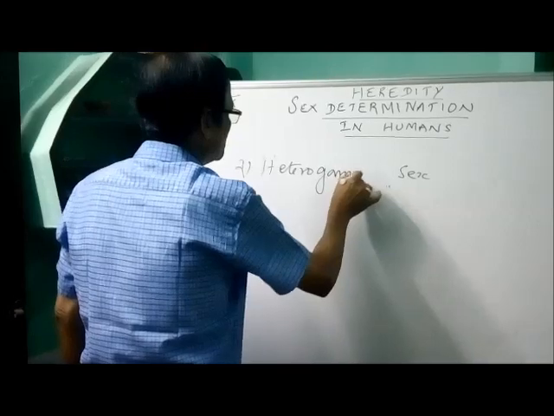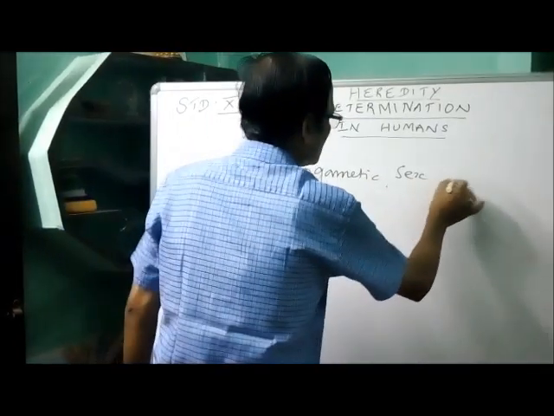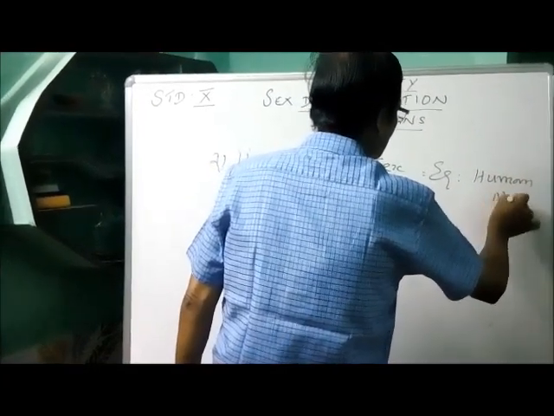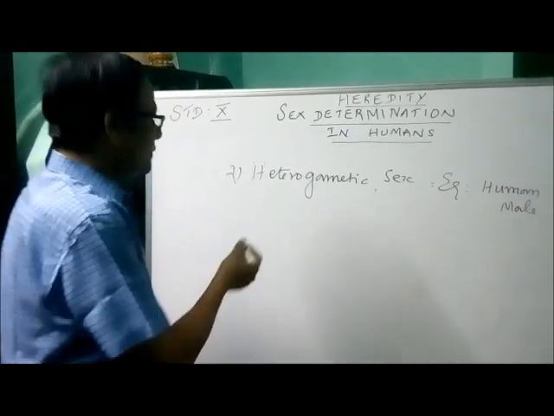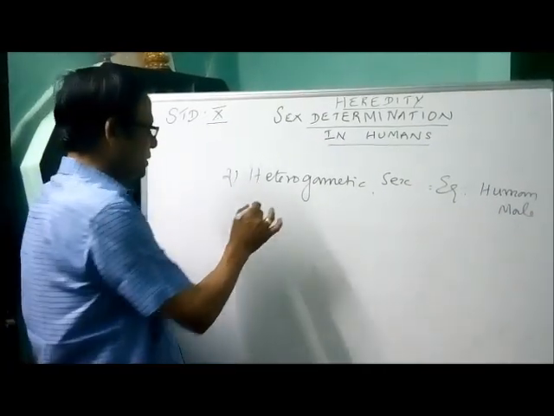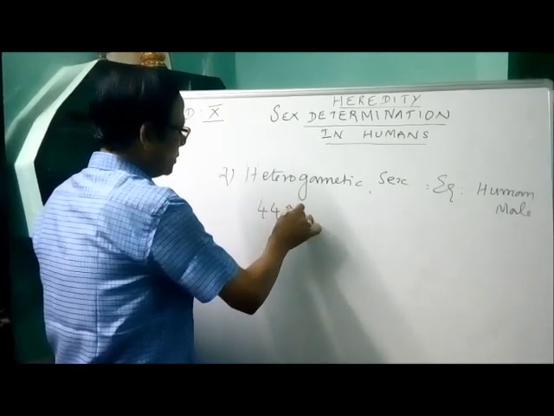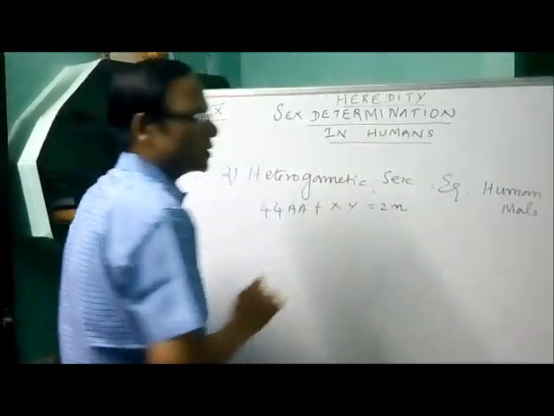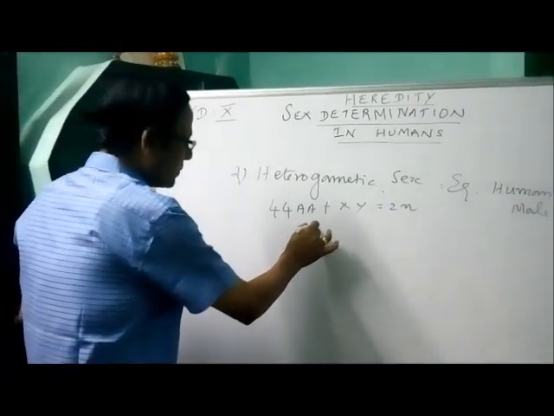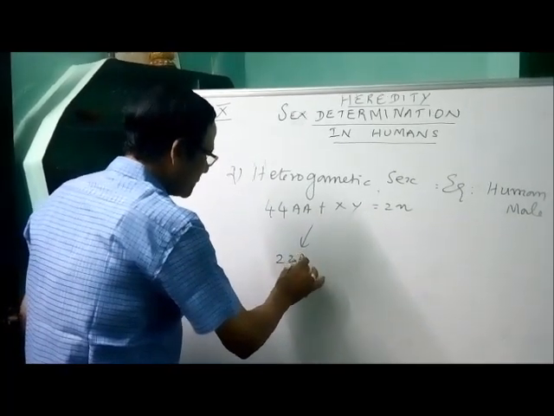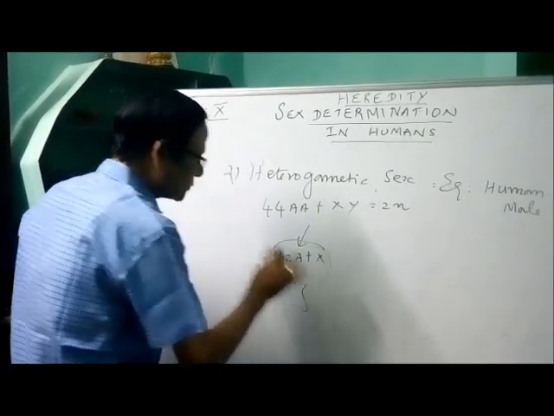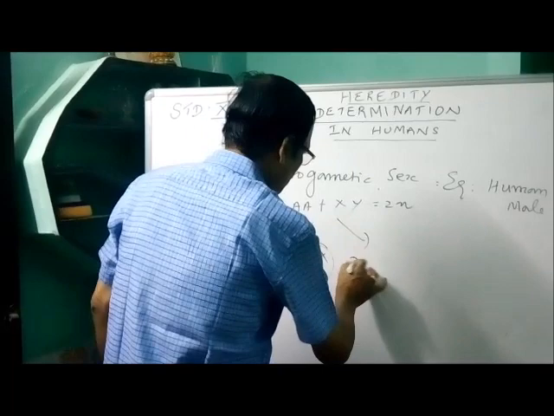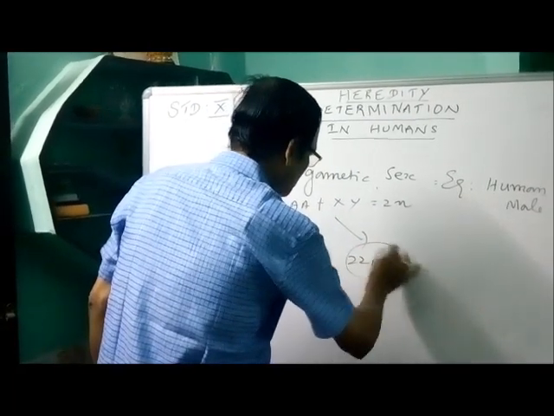Heterogametic. The example for that one, human male, heterogametic sex. If we are analyzing the chromosomal constitution, the male has 44 autosomes plus XY. It is equal to 2n, diploid number. So during the gamete formation, we have two types of gametes being produced. That is the sperms. One sperm with X chromosome, another one with 22 autosomes plus Y chromosome.